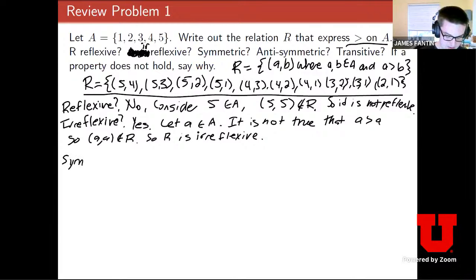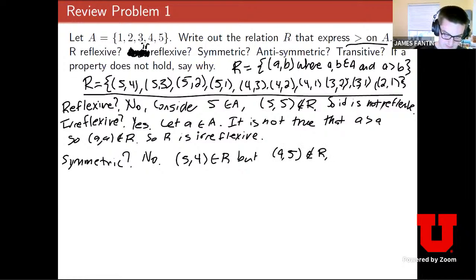What about symmetric? Is this relation symmetric? Yeah, so we have some people typing in chat. No, and that is perfect. This is not symmetric. So let's just do a brief counter example. 5, 4 is in the relation, but 4, 5 is not. Thus, it's not symmetric.